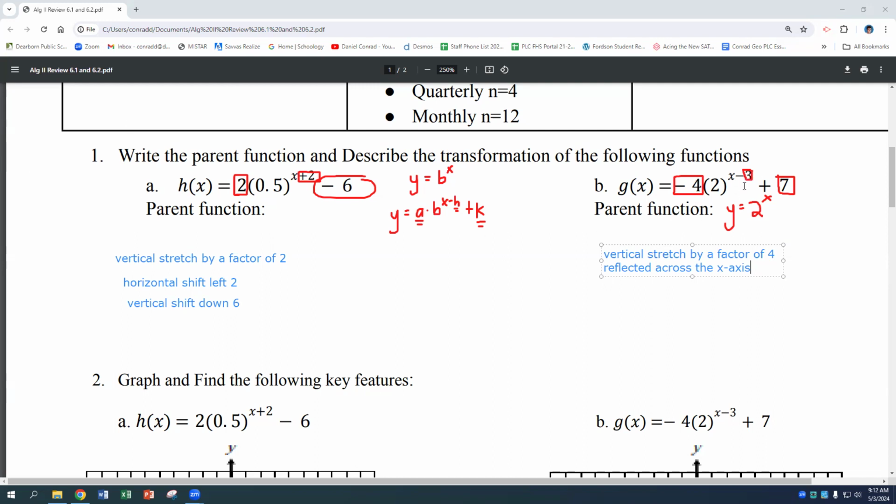Right, that 3 there. So we're going to go 3 to the right. So we're going to have a horizontal shift 3 units to the right. So right 3. And then plus 7 here, so we have a vertical shift up 7. All right, it's going to go 3 right, up 7, and it's going to get stretched and flipped over the x-axis. 4 different things happening there from our parent function 2 to the x.